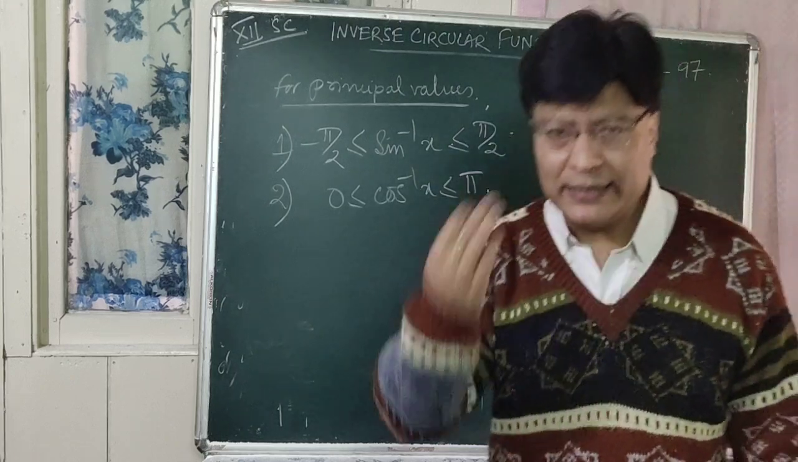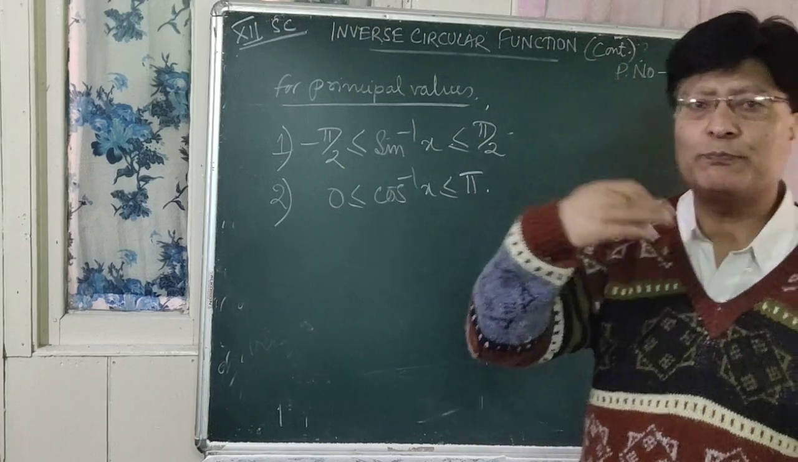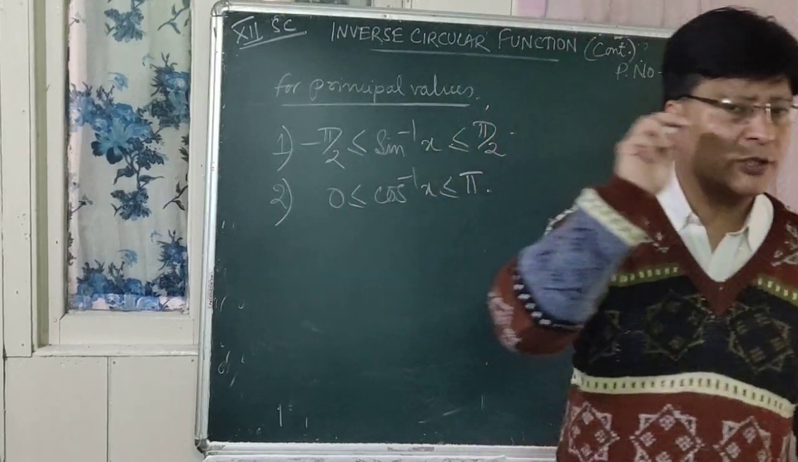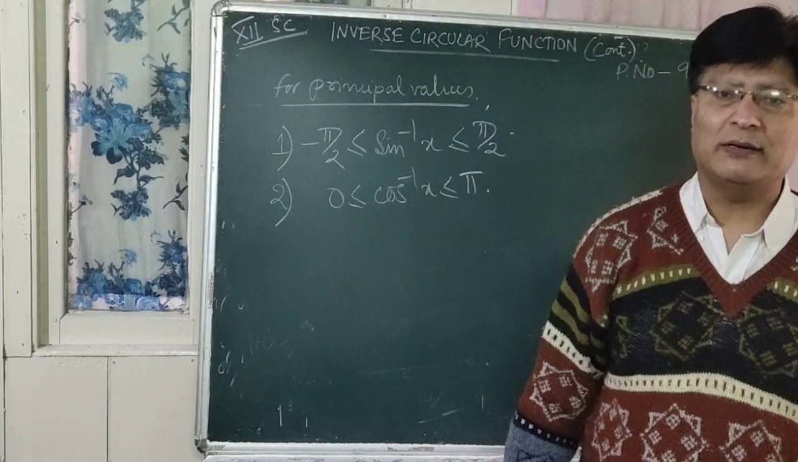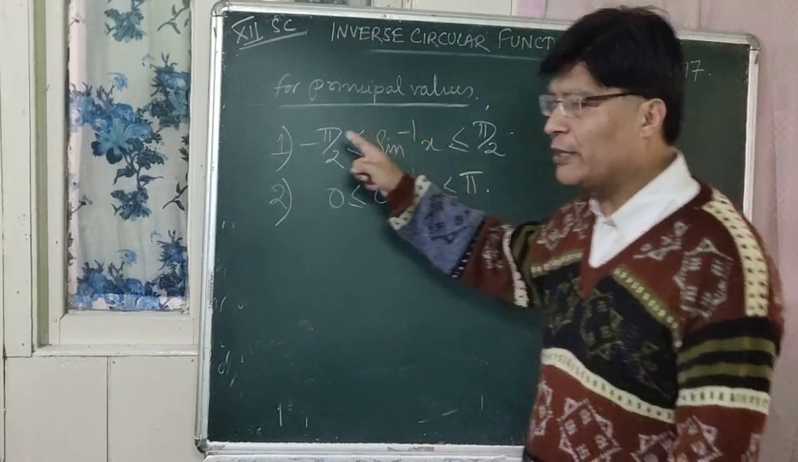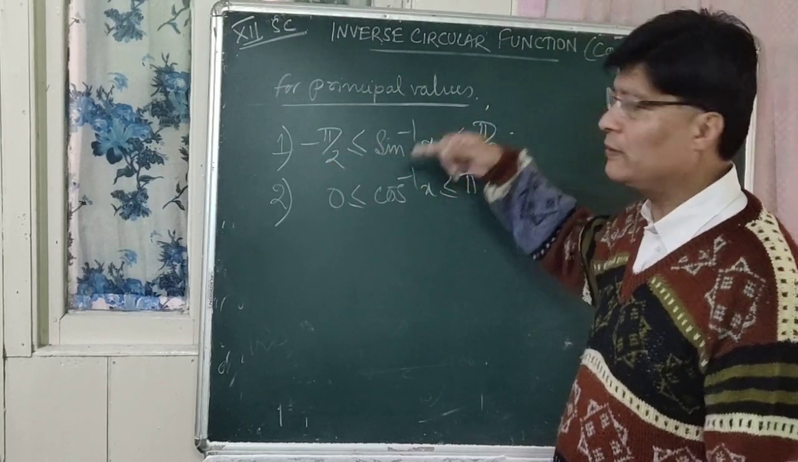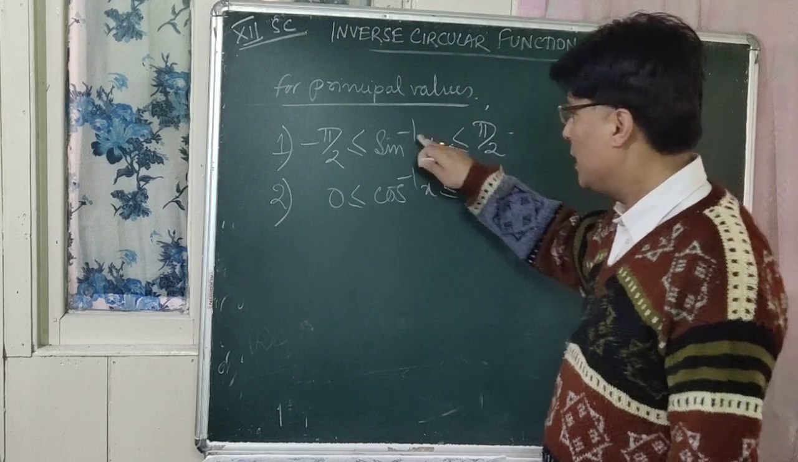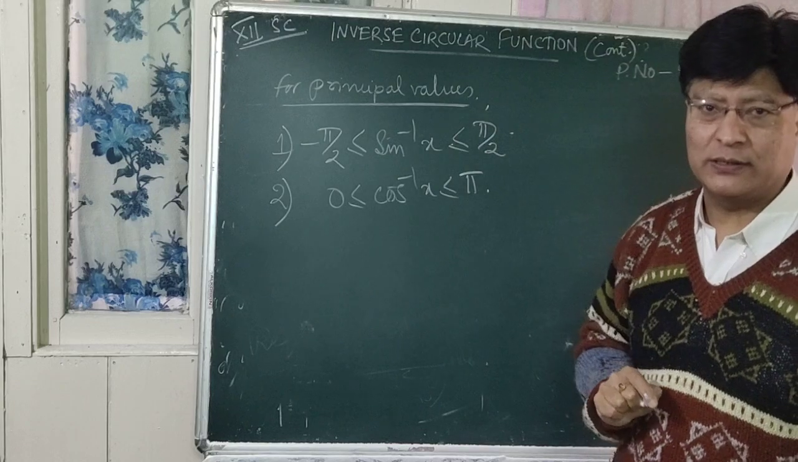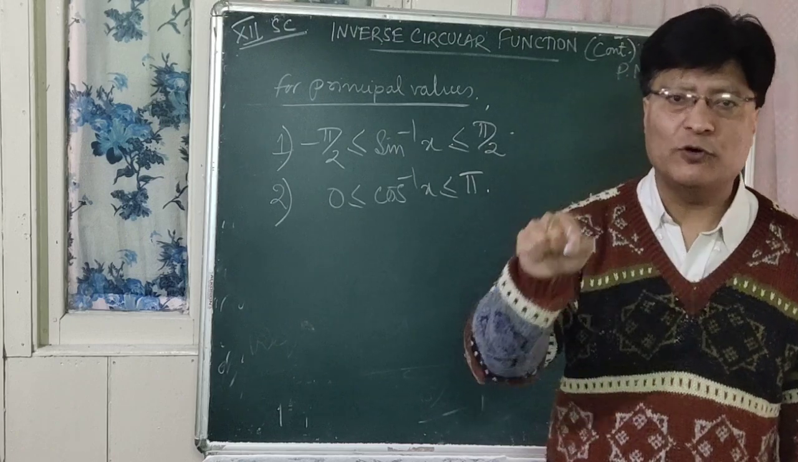It means if cos x is positive, we find the angle in the first quadrant; if the value of cos x is negative, we find the angle in the second quadrant. Here if the value of sin x is positive, suppose I am talking about number 1, in number 1 if the value of sin x is positive then find out the angle in the first quadrant. If sin x is negative then find out the angle in the fourth quadrant, because all negative angles lie in the fourth quadrant.